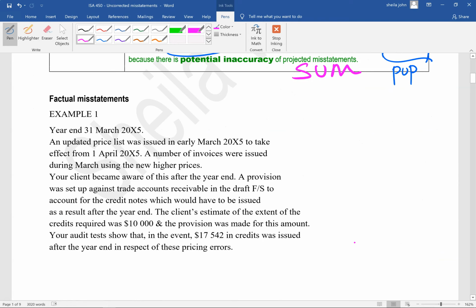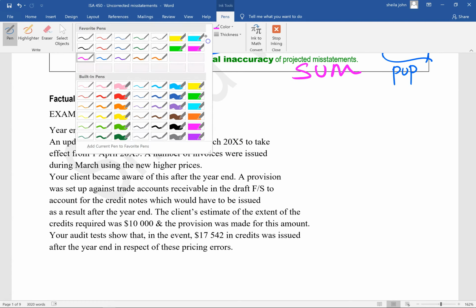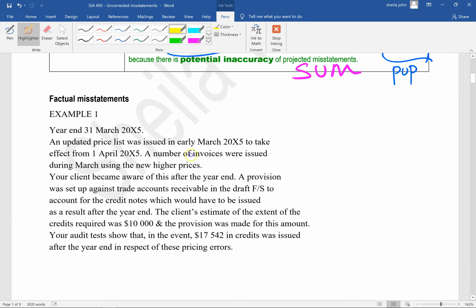The first one, factual misstatement. Year end 31 March 20x5. An updated price list was issued in early March 20x5 to take effect from the next accounting period. A number of invoices were issued during March using the new higher prices. That would be incorrect, isn't it? Because the new higher prices would only be starting on the 1st of April.